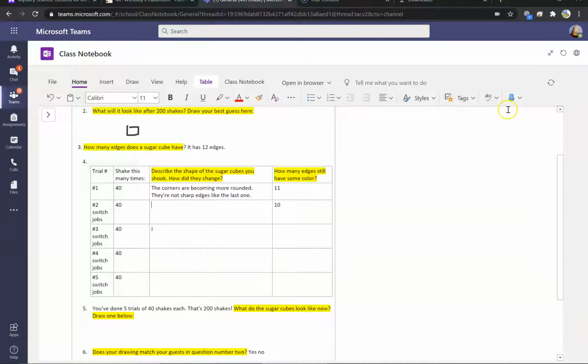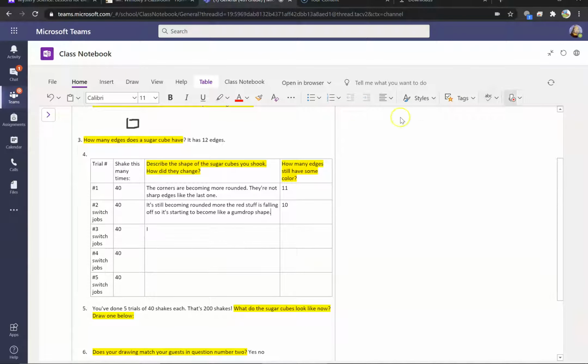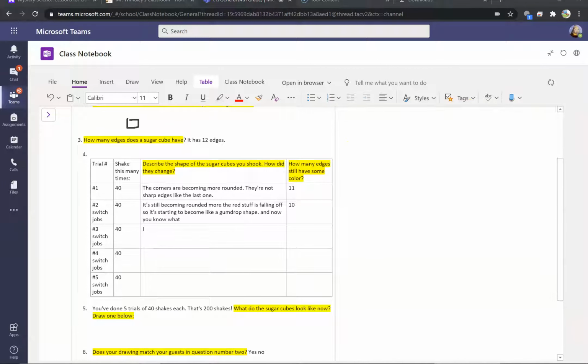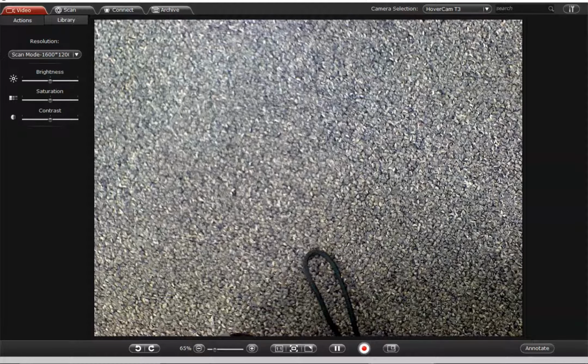And we're describing that shape. It's still becoming rounded. More of the red stuff is falling off. So it's starting to become like a gumdrop shape, period. And now you know what we do next. We do 40 more. So you ready, guys?